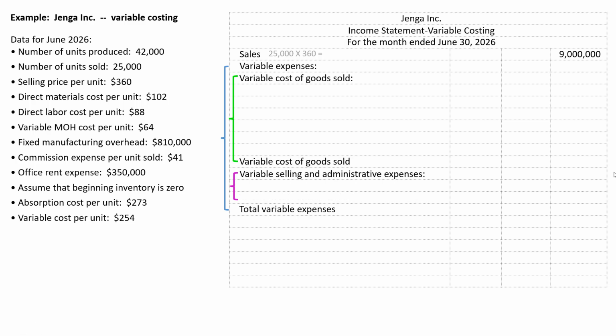We need to calculate variable cost of goods sold by running through the inventory cost flow pattern. Start with beginning inventory. We're told that this is 0. Then we report costs added during the accounting period. Keep in mind that we're working in the variable expense section, so every cost you include must be a variable cost. Our variable manufacturing costs are direct materials, direct labor, and variable manufacturing overhead. The calculations for each of these variable costs are cost per unit times number of units produced.